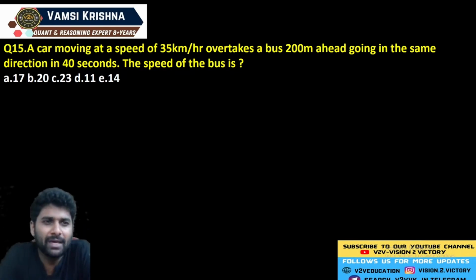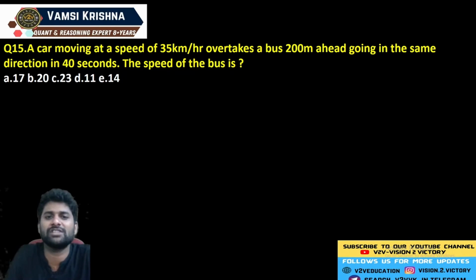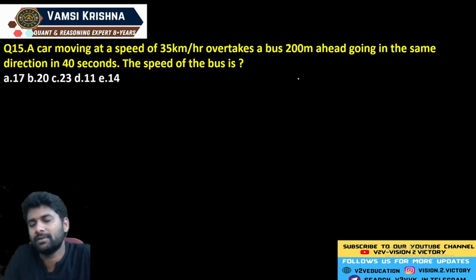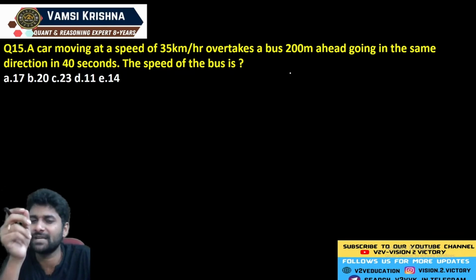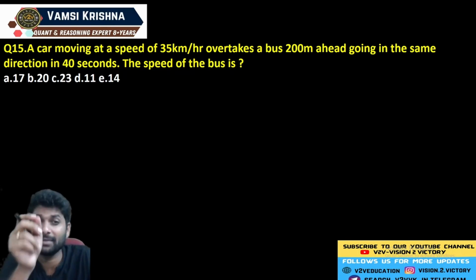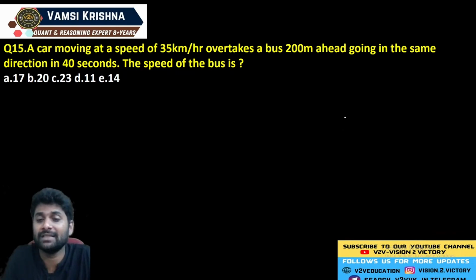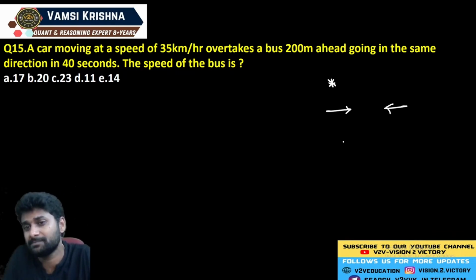See this question. A car moving at a speed of 35 km per hour overtakes a bus 200 meters ahead going in the same direction in 40 seconds. What is the speed of the bus? Guys, try to understand the concept of relative speed. If two objects are in motion at the same time, there are two possibilities: either objects are traveling in opposite directions, or objects are traveling in the same direction.